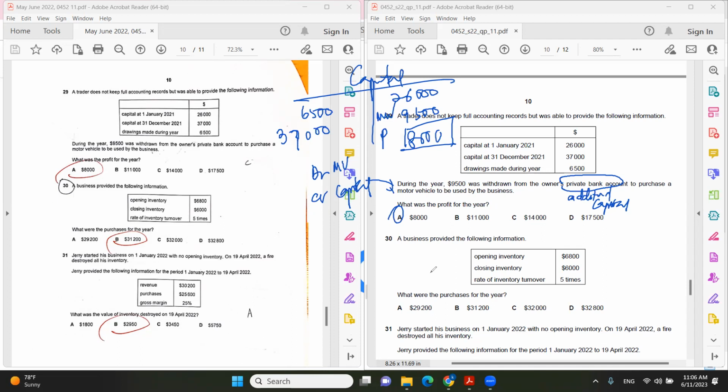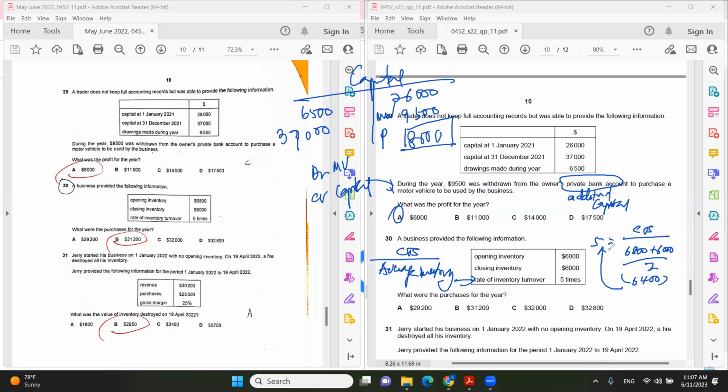Okay. Next is that a business provides the following information: opening, closing, rate of inventory turnover. So the formula for this one, cost of sales divided by average inventory. So we have 5 times equal cost of sales. We don't know, but we have this opening inventory and closing inventory. 6,800 plus 6,000 divided by 2. So we get 6,400.